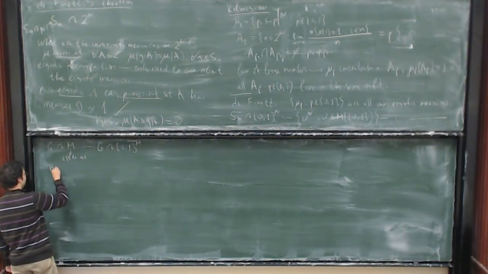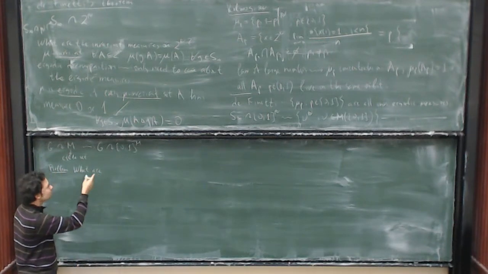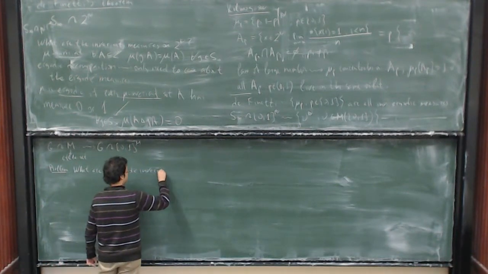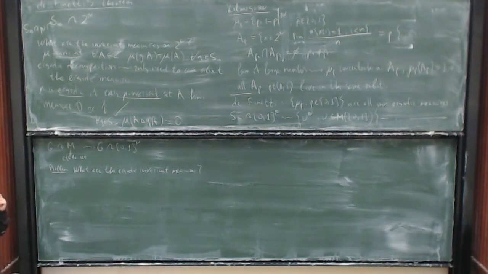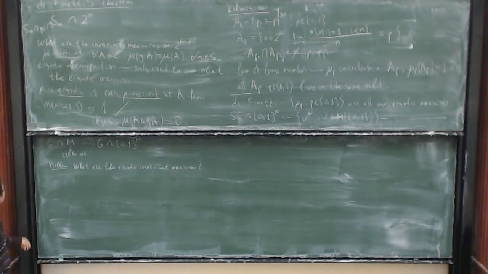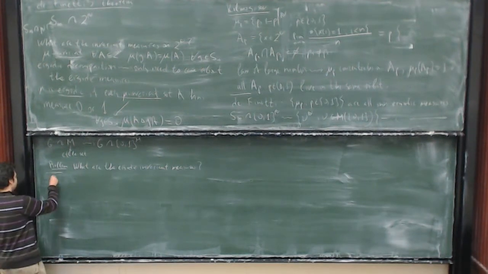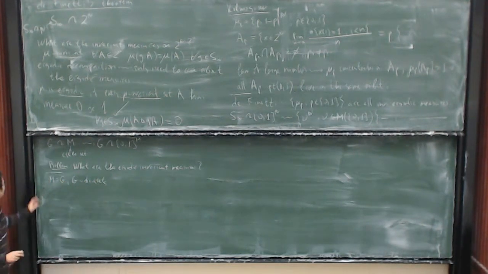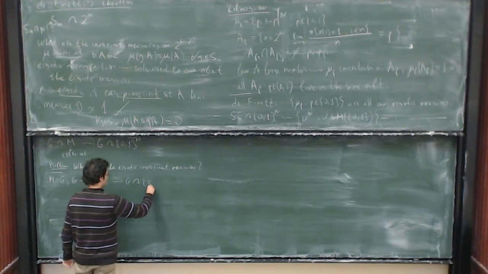What are the ergodic invariant measures? In this formulation, this is hopelessly general. You cannot just look at any action whatsoever. For example, a very simple case: if you take M equal to G, with G a discrete infinite group, so G acts on itself by left translation, then what you obtain is G acting on [0,1] to the G.